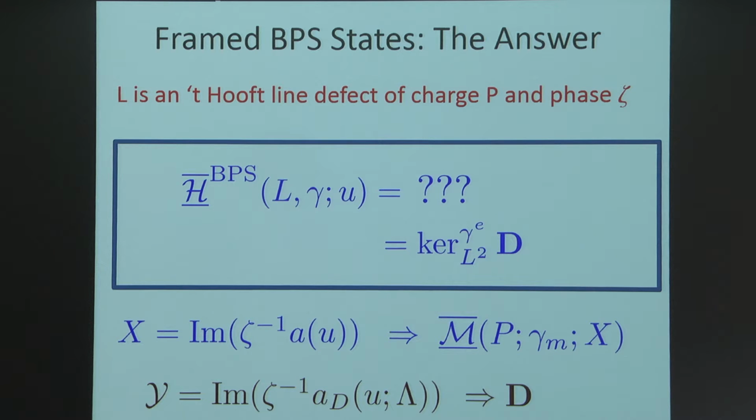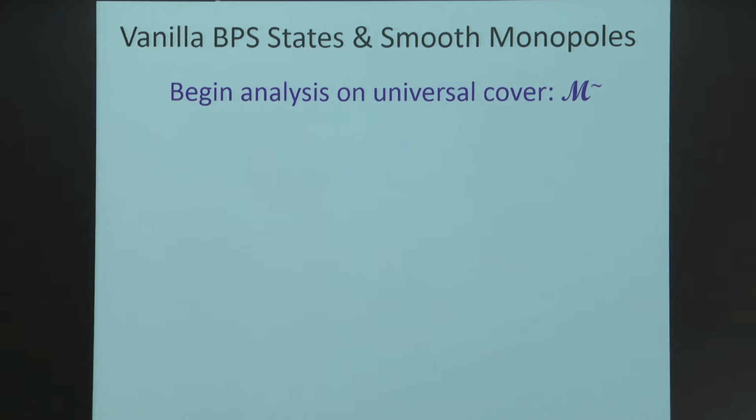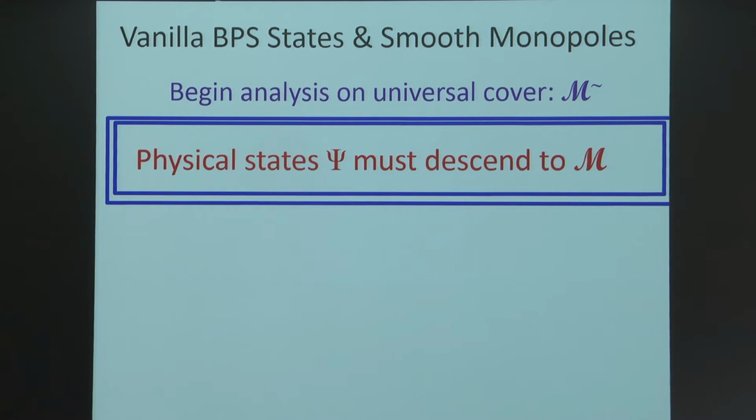Now let's do the same thing for the vanilla BPS states. Well, the first subtlety is we have to start on the universal cover of moduli space, but the physical states must descend to the actual moduli space.